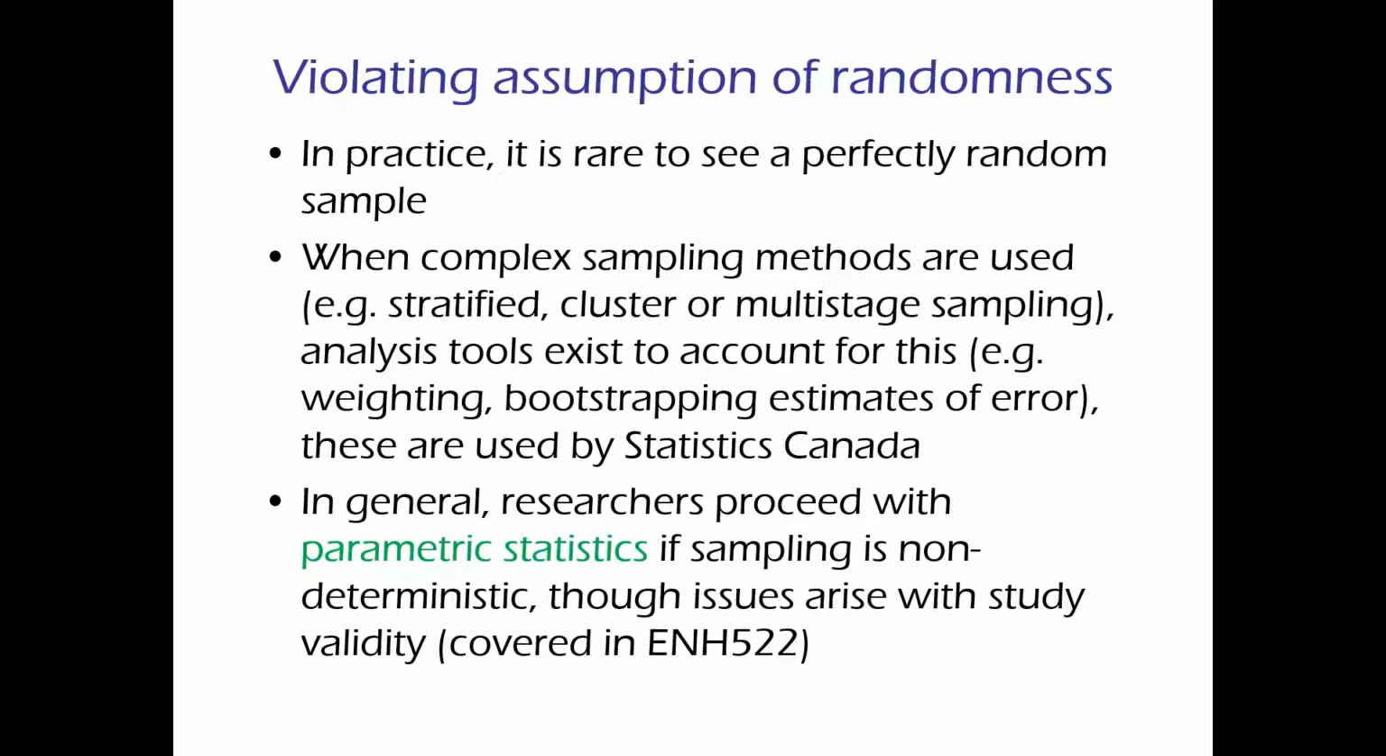Generally speaking, if the sampling method is non-deterministic or its impact is small, we can proceed with parametric tests. All the hypothesis tests we have learned in this class so far are parametric tests. I'll give more details when we move to the assumption of normal distribution later. Some issues may arise when we use parametric statistics with a non-random sample, but I won't get into details here. The content is covered in another class.